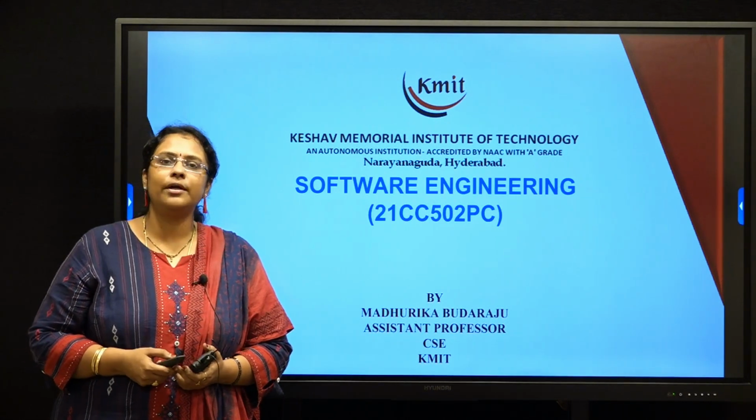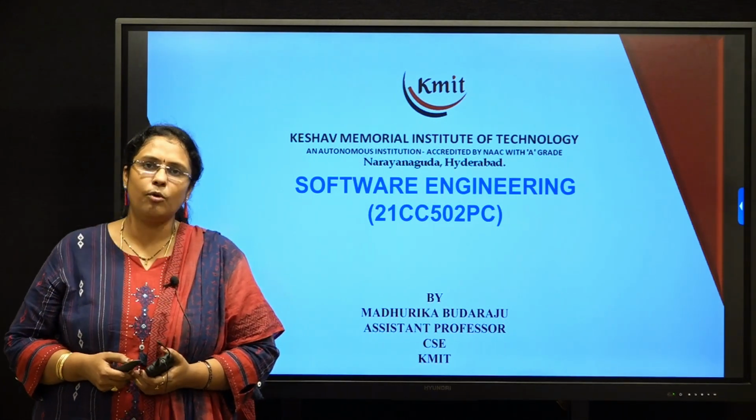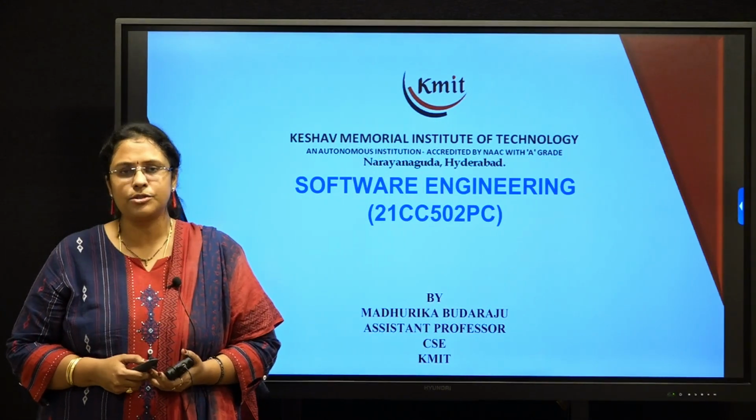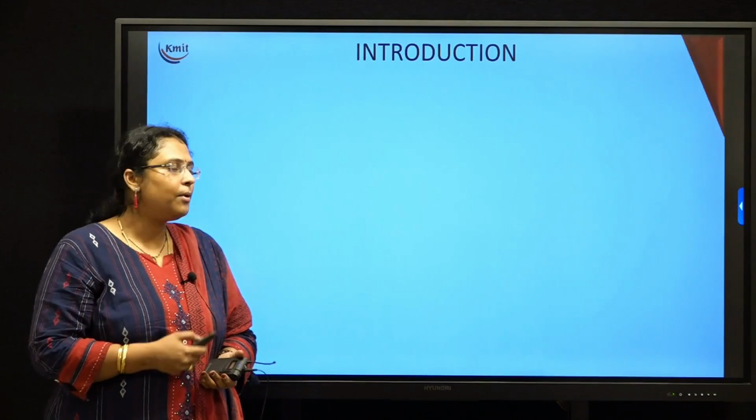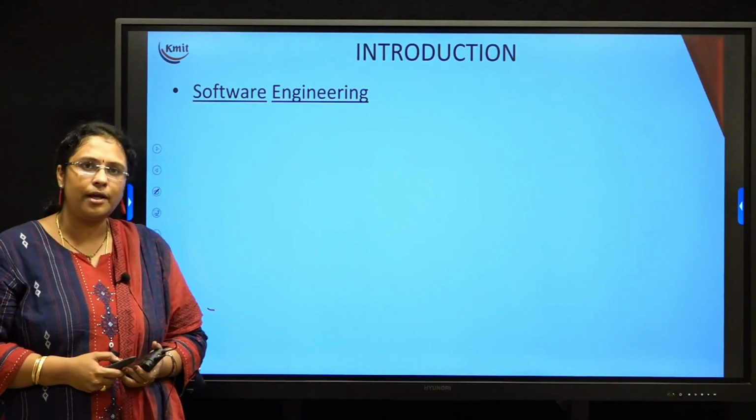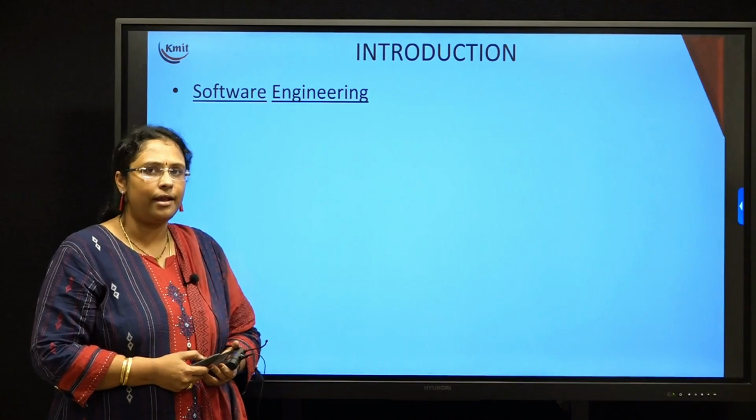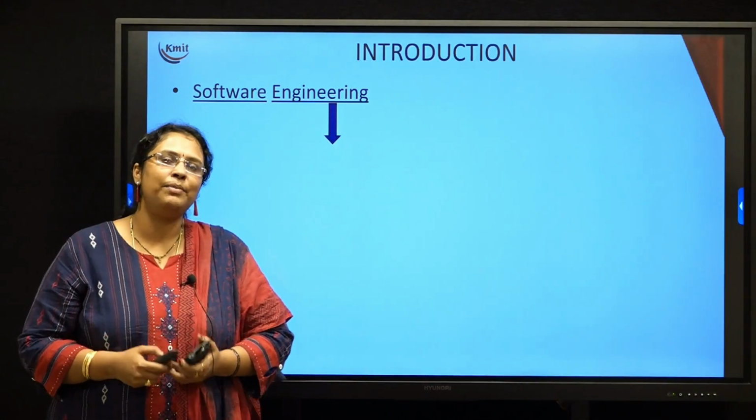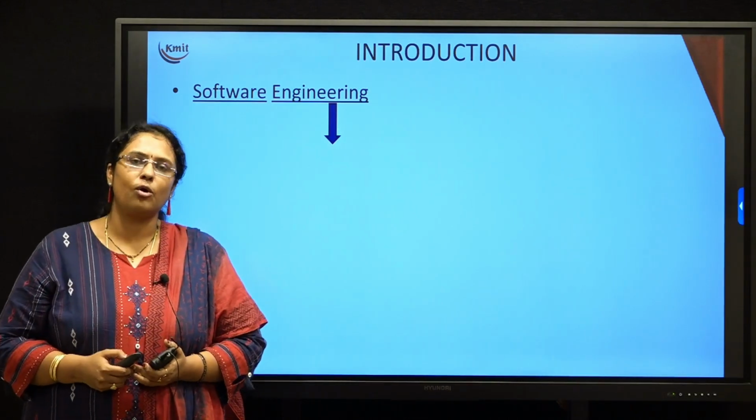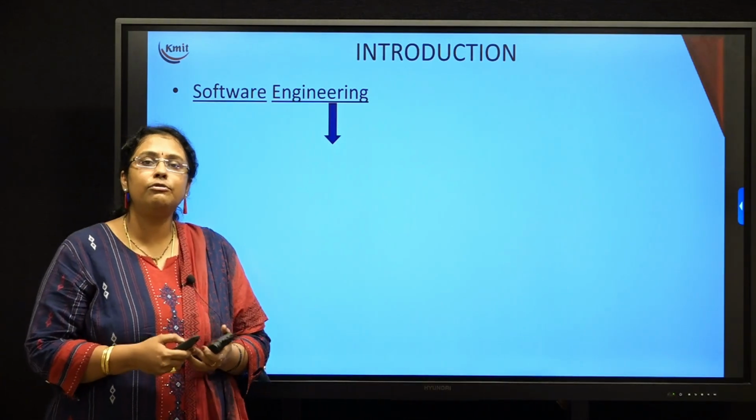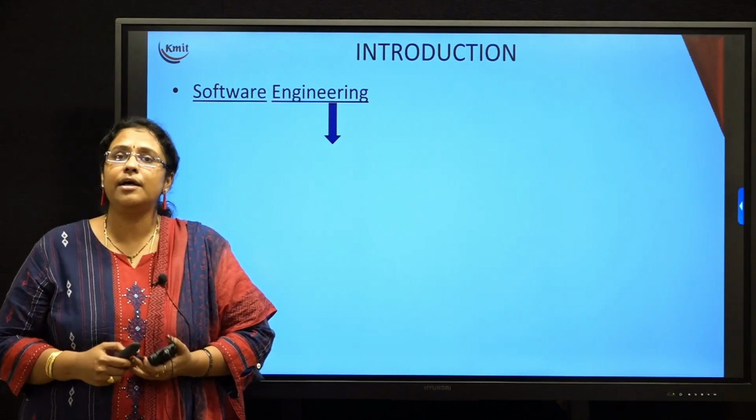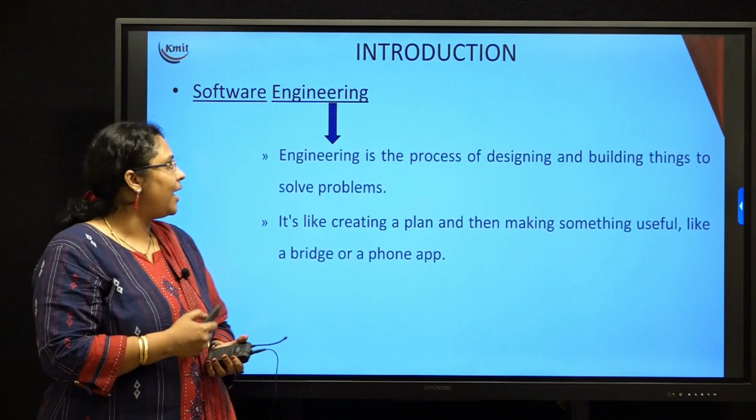So before going into the syllabus, let us understand what exactly software engineering is and why it is useful for graduates to learn this subject. Talking about the word software engineering, if you break it down, engineering is basically a process of designing and building a particular thing which will solve a task. For example, you design and construct a dam, or you design and develop a mobile application. That is called engineering.